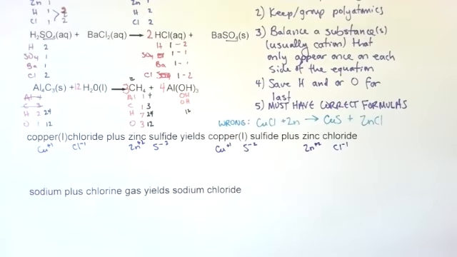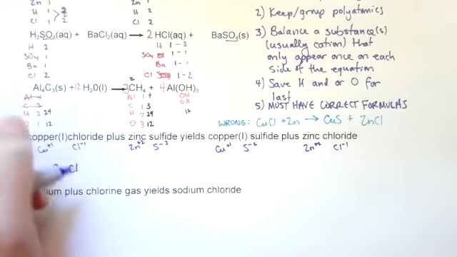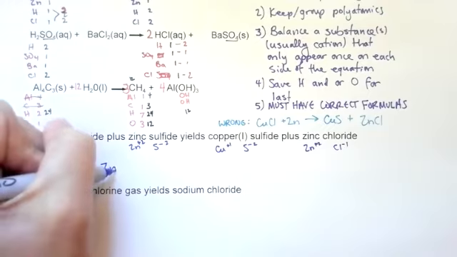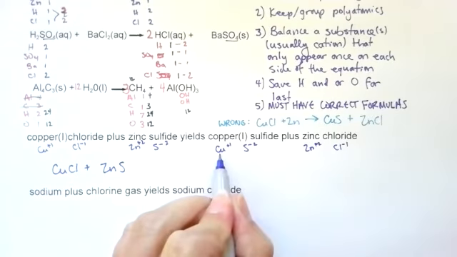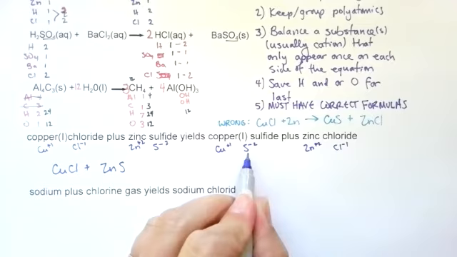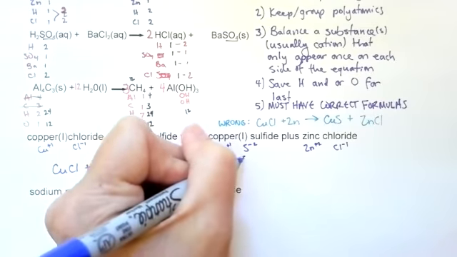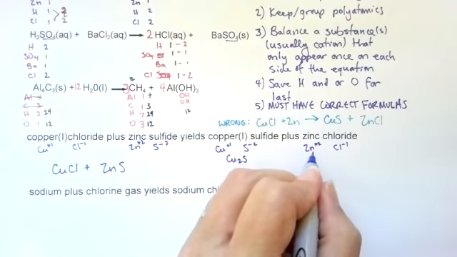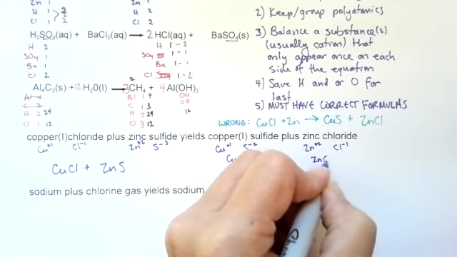So when I write these formulas, I have copper 1 chloride is going to be CuCl. That was correct. Zinc sulfide is going to be ZnS, and that's correct. But look what happens. If I put 1 copper plus 1 with sulfide, that's not going to equal 0. That's an incorrect formula. The formula here has to be Cu2S. And similarly, zinc is +2, chloride's -1, so I have to have ZnCl2.